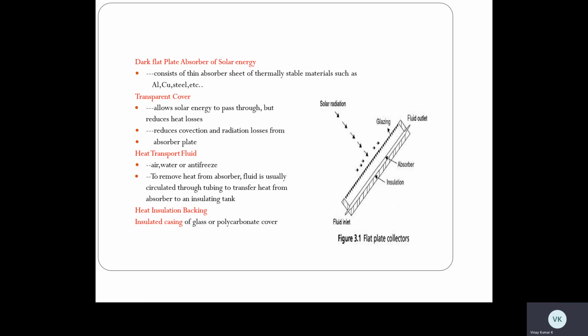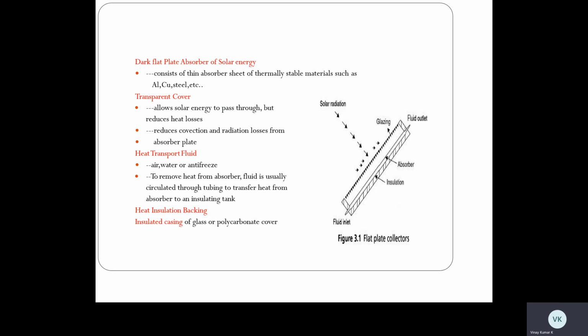The next thing is the transparent cover. As I already told, the transparent cover is provided, which allows solar energy to pass through but reduces the heat loss. The main purpose of the transparent material provided over the absorbing parts is that it allows the solar energy falling on the system, but it prevents the heat losses. The main purpose of solar collectors is to transfer the heat, so for that purpose we have to save the heat, whatever amount of heat we get from the solar radiations.